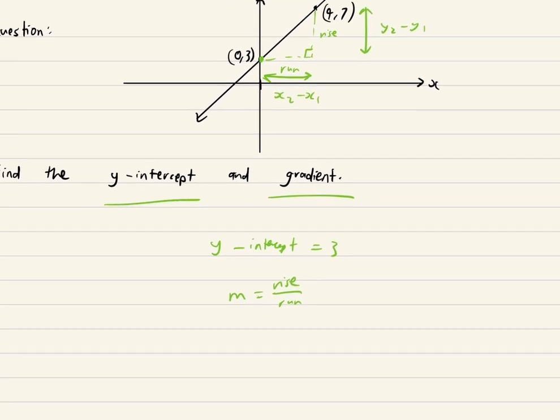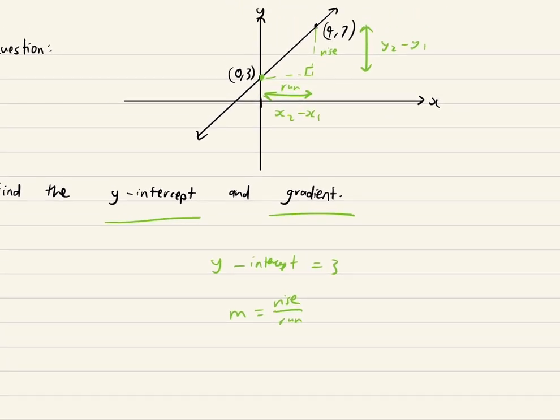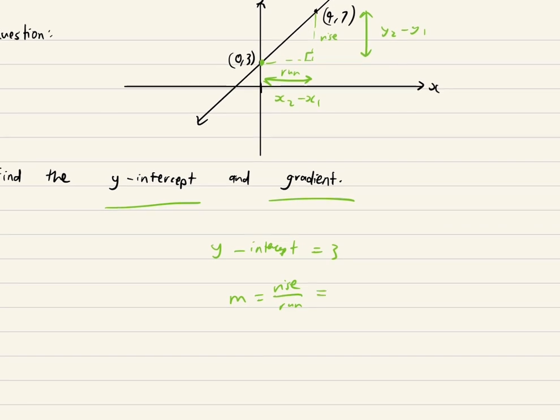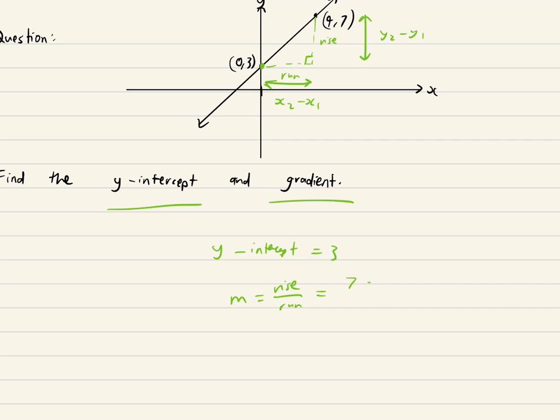So if we treat (4, 7) and (0, 3) as (x2, y2) and (x1, y1) respectively, we get that m is equal to (7 minus 3) divided by (4 minus 0). The difference in the y coordinates divided by the difference in the x coordinates. 7 minus 3 is 4, over 4 minus 0, which is 4, so that simplifies to 1. There we go. We have found our y-intercept and our gradient.